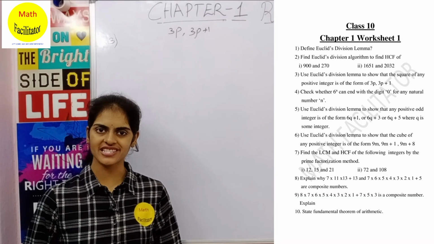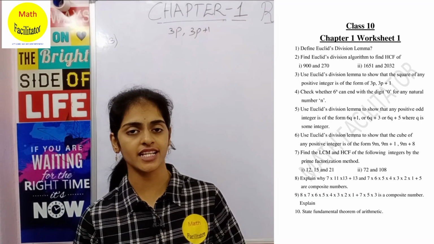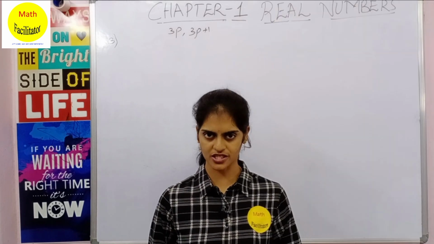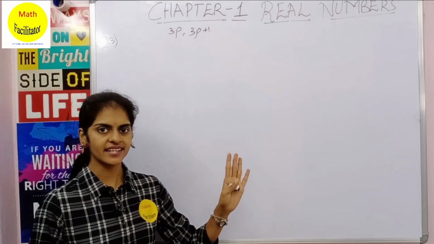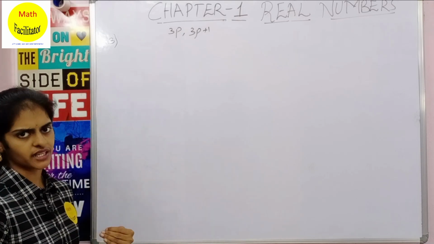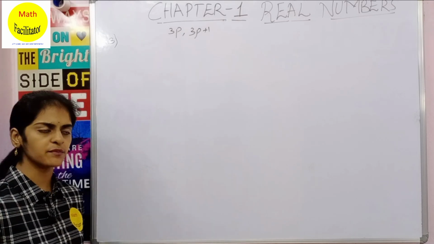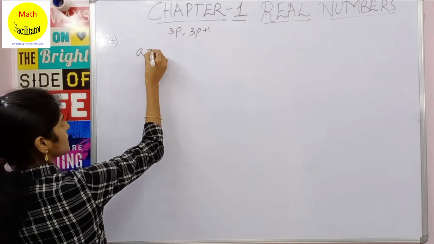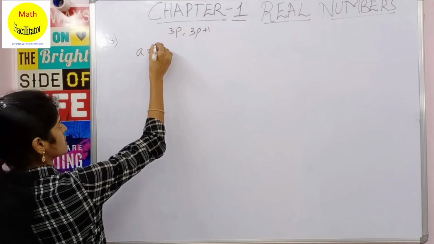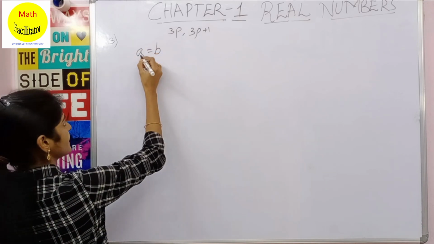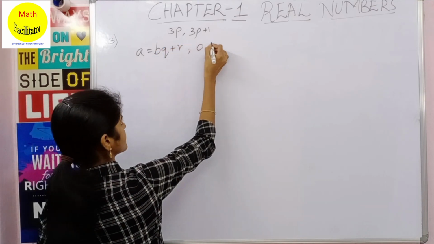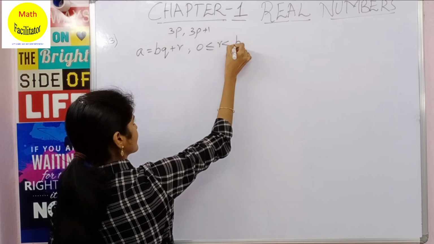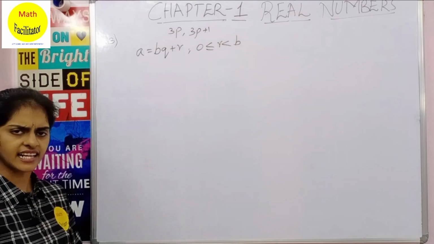Moving on to our next question, you have to use Euclid's division lemma to show that the square of any positive integer is of the form 3p or 3p plus 1. So how do you do that? Firstly, what is Euclid's division lemma? If a and b are two positive integers, then you can write a is equal to bq plus r, where r is greater than or equal to 0 and less than b. So this is the condition.